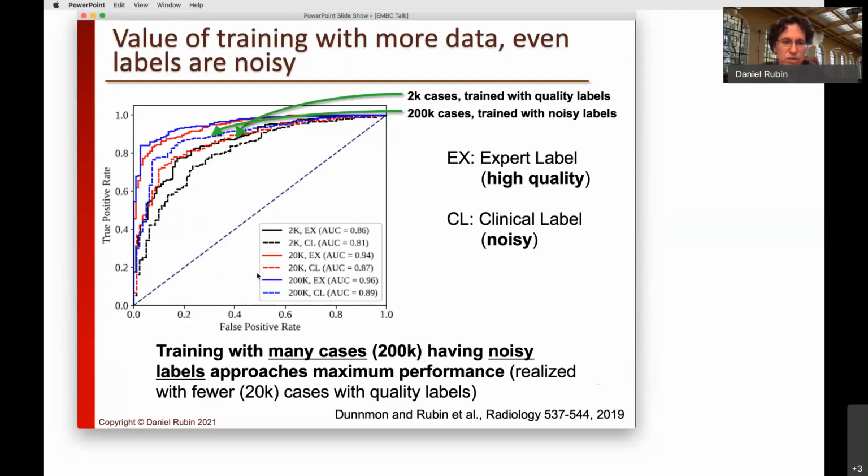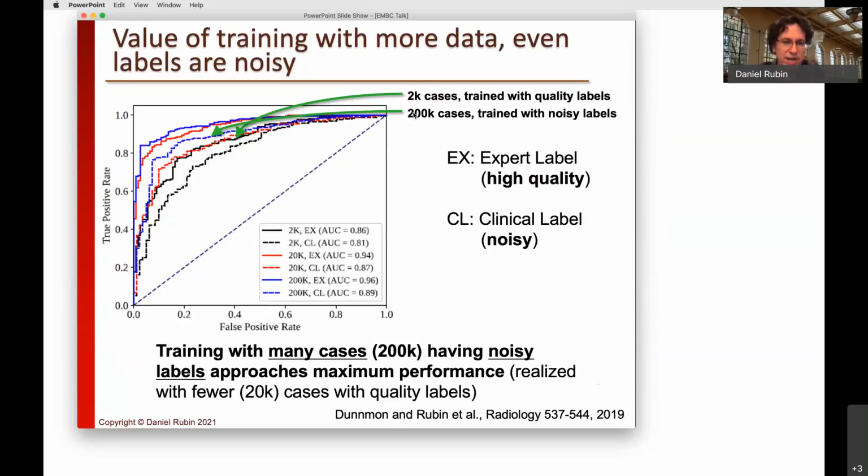And if you use a weak learning method, 200,000 cases trained with these noisy labels, it was no more cost to us. We just ran this code over our unannotated cases, and we get a superior performing model. Obviously, you can do even better if you have larger amounts of quality labeled cases, but we can certainly improve. Most studies are using on the order of 2,000 cases because it's very costly to get quality labels.